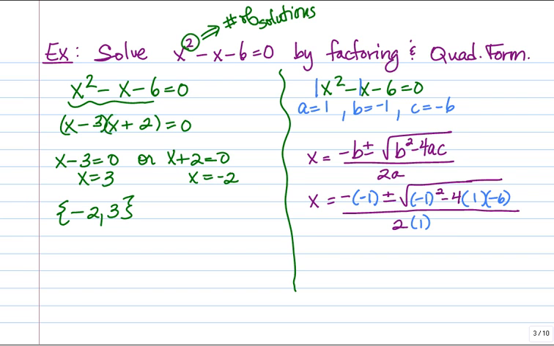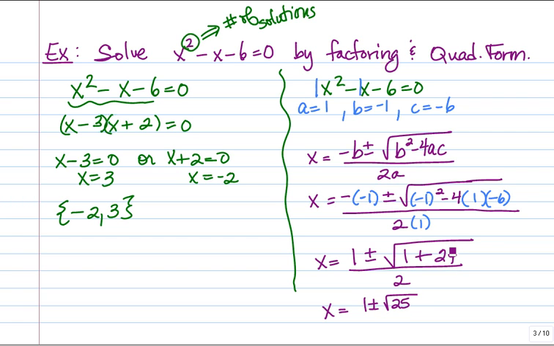So now you just get this ugly expression. You've got to simplify it, but we can simplify it to be this. The opposite of -1 is 1, plus or minus the square root of -1 squared is +1. -4 times 1 times -6 would be a plus 24, and that is all over 2. So almost done. We get 1 plus or minus the square root of 25, right? Remember to add inside the radical before you apply it, over 2. So we get 1 plus or minus 5 over 2.